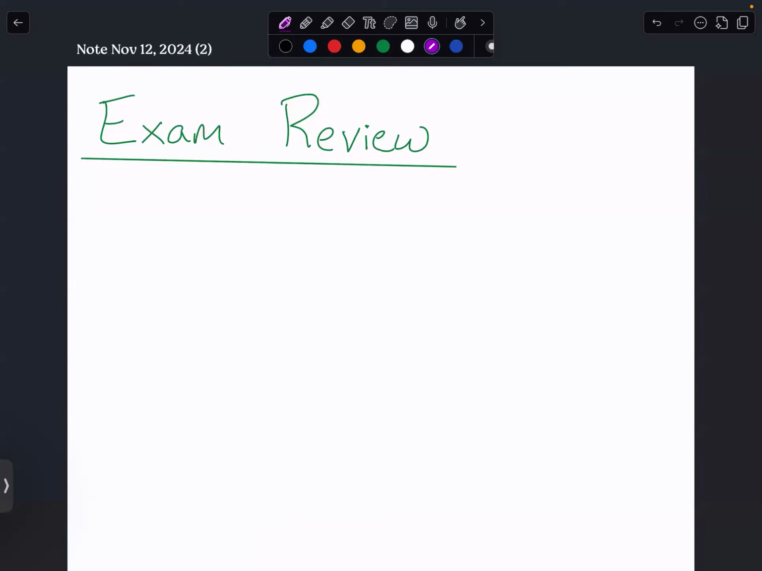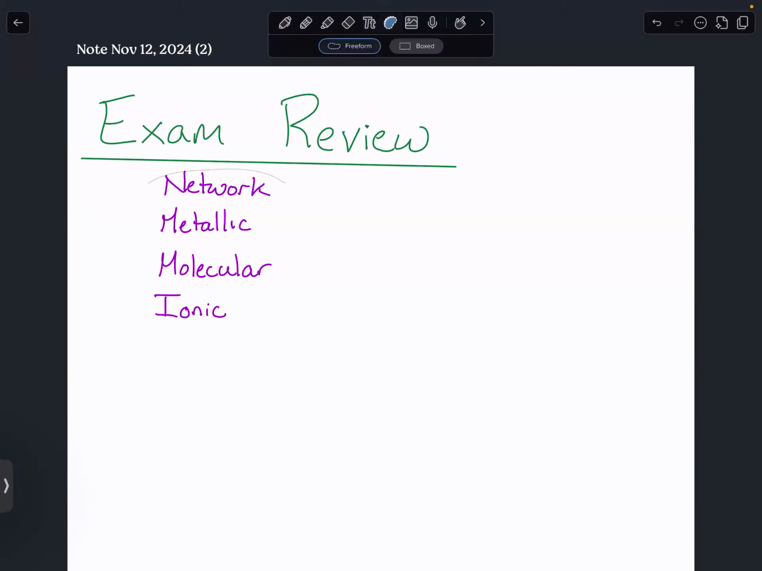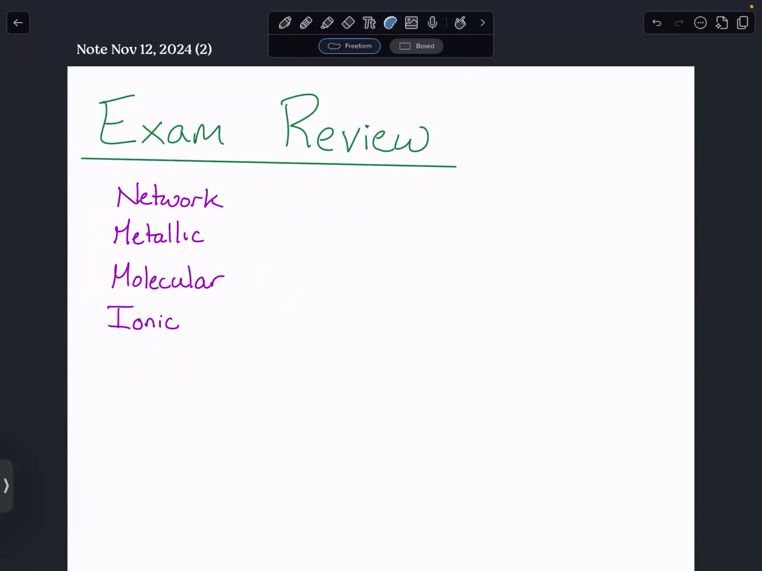Can anybody remember a category for our solids? So we got a network solid. What was another one? Metallic. We got two more. Covalent. Actually, they were made up of covalent molecules, but we were careful to call them molecular. And what's the last one? Like sodium chloride, ionic. Cool. So I'm going to put down a few formulas here, and you're going to match them based on one of these four categories.